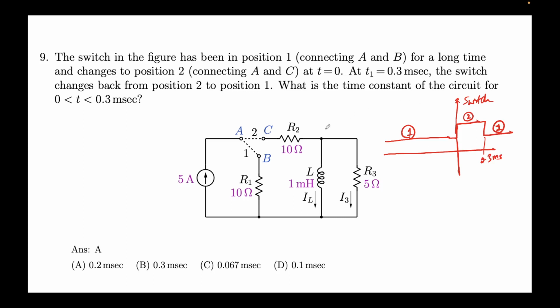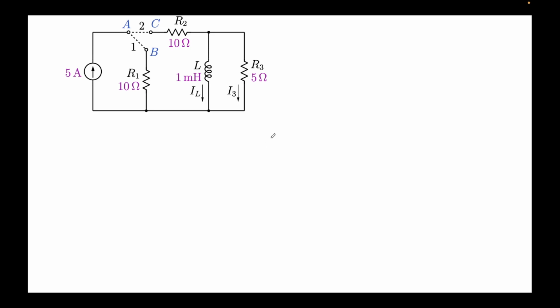The problem statement first asks: what is the time constant for this circuit for 0 less than t less than 0.3 milliseconds? This means when the switch is in configuration 2, connecting A and C, we need to find the time constant for that particular case. So let's go ahead and do that. This was the circuit. Now we are required to consider only this, so I'll redraw the circuit.